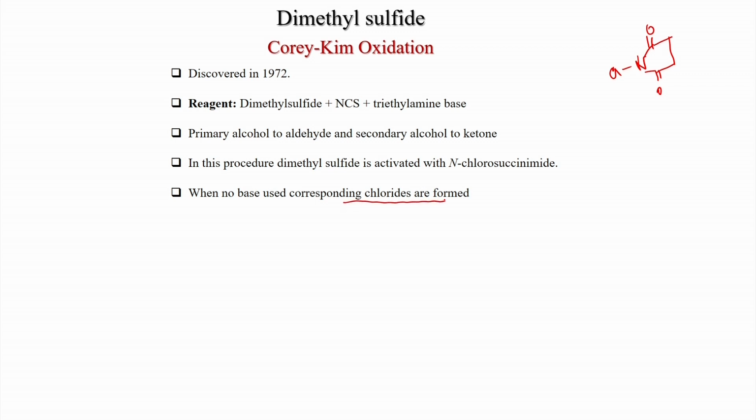If you do not use the triethylamine base, then the chloride will form, because chloride is also a good nucleophile. This is an example, and here they have used a modified sulfide with a fluorine group, and under this condition, N-chlorosuccinimide, triethylamine, toluene, minus 25 degrees centigrade, this nitrobenzyl alcohol is selectively oxidized to the nitrobenzaldehyde.